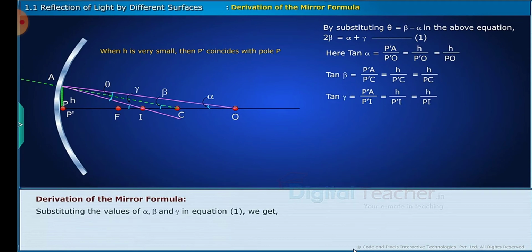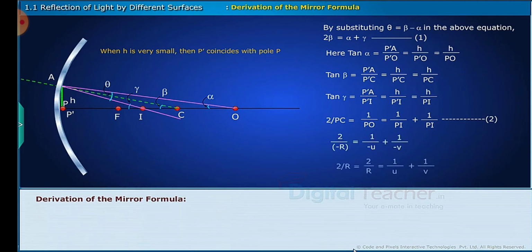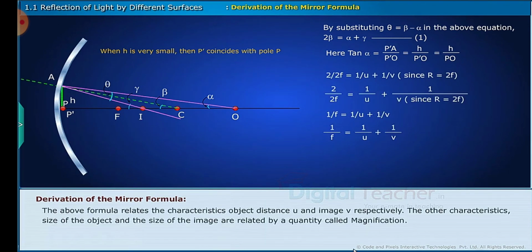Substituting the values of alpha, beta, and gamma in equation 1, we get equation 2. Substituting the values of PC, PO, and PI, and applying the sign convention in equation 2, we get the mirror formula, whose calculations are shown on screen. The above formula relates the characteristics object distance U and image distance V respectively. The other characteristics, size of the object and the size of the image, are related by a quantity called magnification. Let us understand the magnification, that is the relationship between the size of the object and the size of the image.